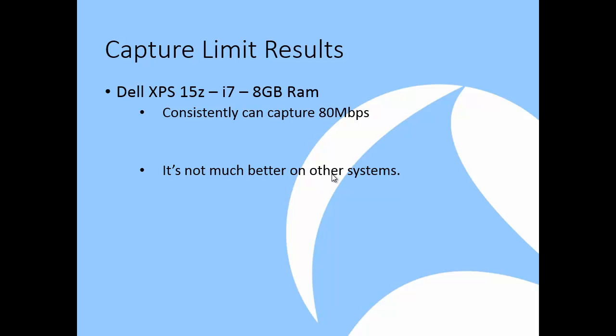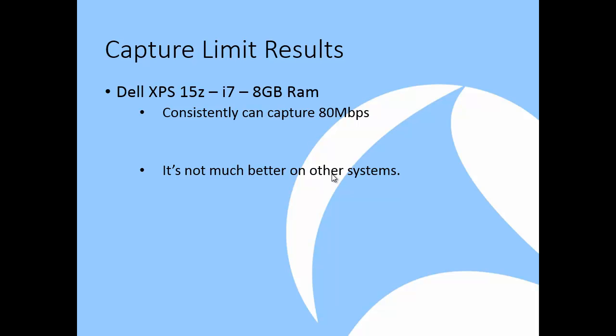My Dell XPS 15Z, it's an i7, 8 gigs of RAM. It can consistently capture about an 80 megabit per second stream. Now that might sound alarming or surprising to you. It certainly did to me. If you think about it, what we're talking about is a very small percentage of traffic on a 1 gigabit per second stream. In fact, isn't that 0.8% we're talking about? And it's not much better on other streams. I'm sorry, 8%. And we find it's simply not much better on other streams.